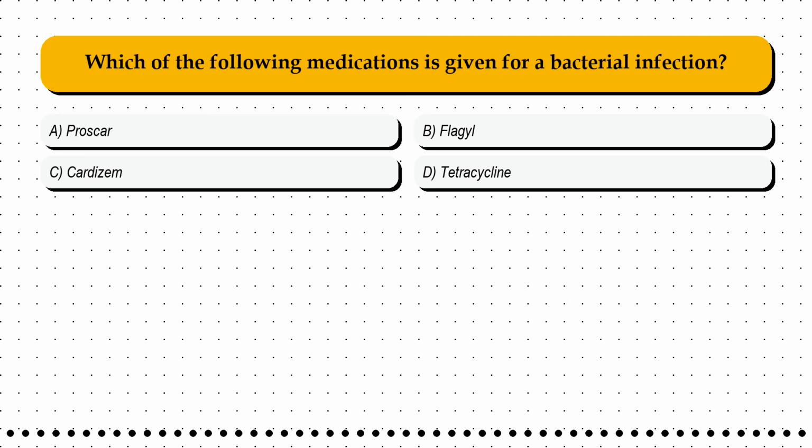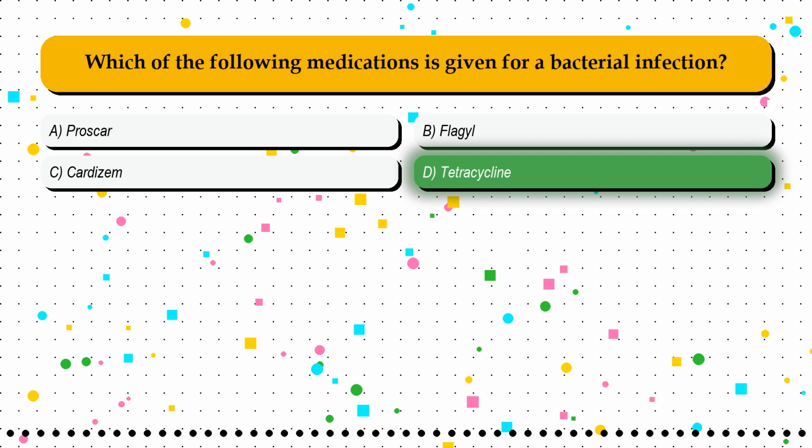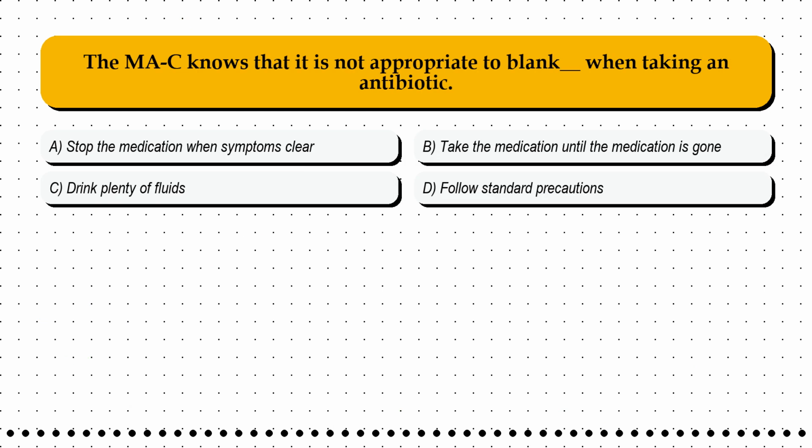Question 278. Which of the following medications is given for a bacterial infection? Option A. Proscar. Option B. Flagyl. Option C. Cardizem. Option D. Tetracycline. The correct answer is option D. Tetracycline.